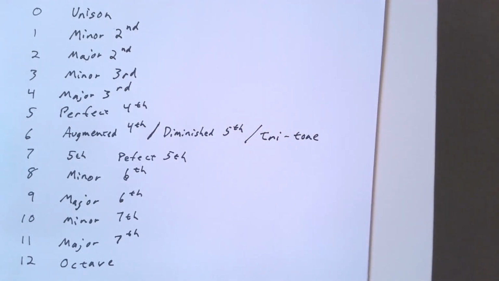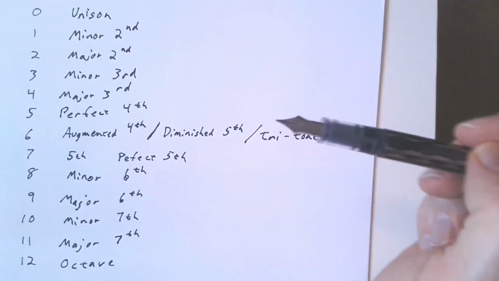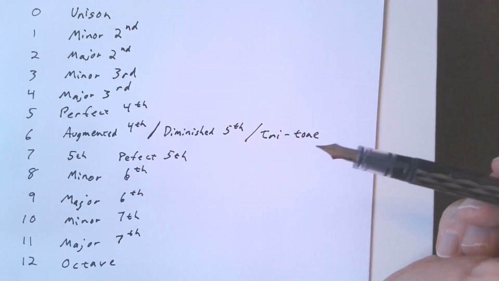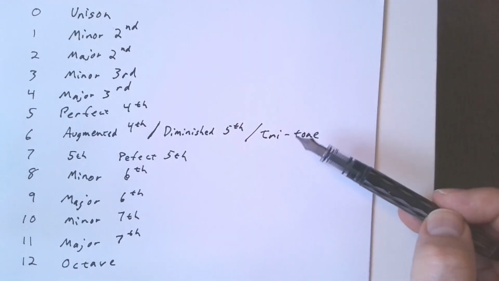Why is it called a tritone? Well, I think it's because a tone, a whole tone, is 2 frets. A semitone is 1 fret. So 3 whole tones put together is a tritone.